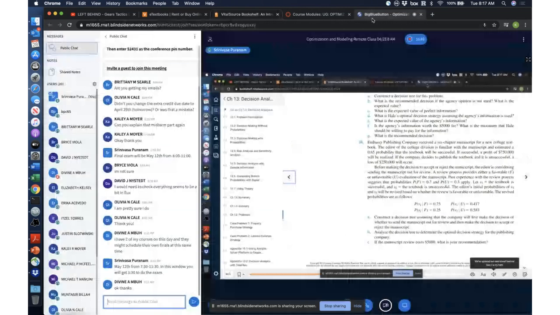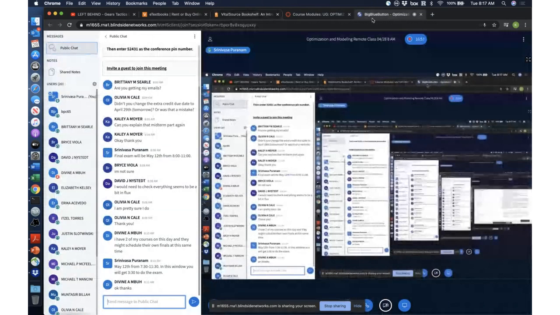In this problem, you're first sending the manuscript out for review. The review is either going to give you a positive result or a negative result, and then after that, you are going to make a decision on whether to accept the manuscript or not. Now, this sort of multi-layered thing is what you will be doing for both the decision tree homework problems, right?